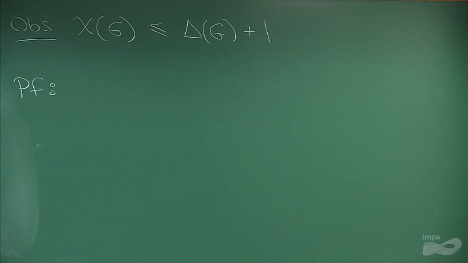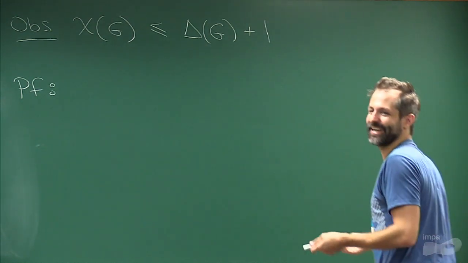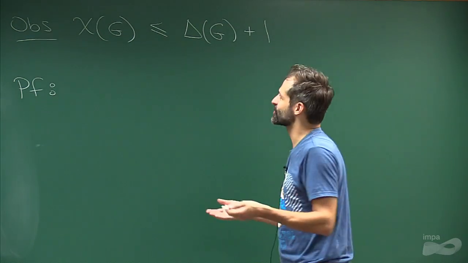Sorry? You start coloring? You just start coloring, right? Just color, pick a vertex, color it, pick a vertex, color it. Just make sure you don't screw up, right? Don't color an edge monochromatically.